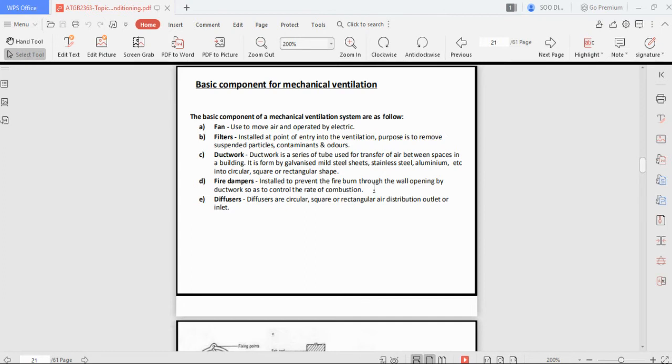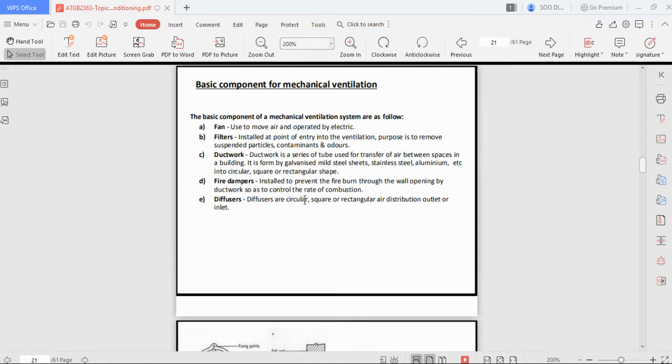That's why you want to install a fire damper at the wall opening. The wall opening is the difference between room 1 and room 2. You have a ductwork that runs through a lot of rooms. So the fire damper will be there at the location where the ductwork is going through different rooms. If a fire occurs, that is the function of a fire damper.